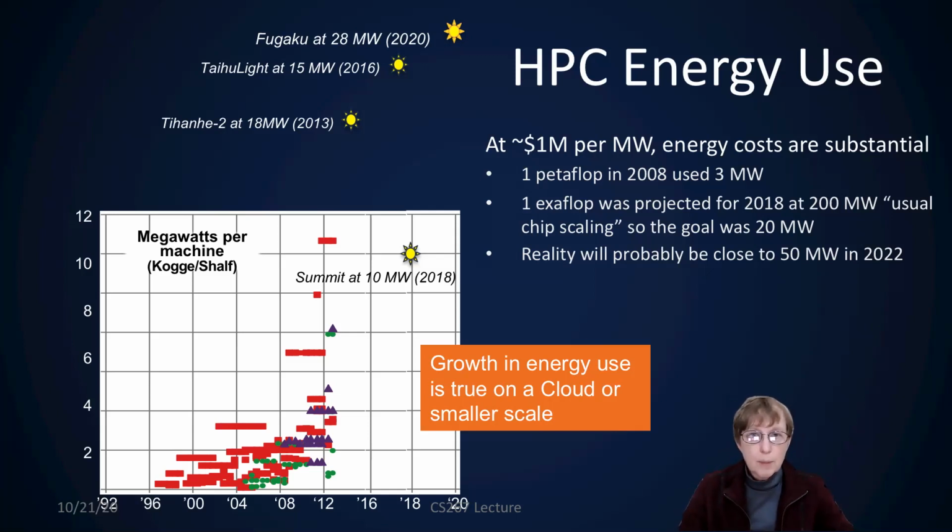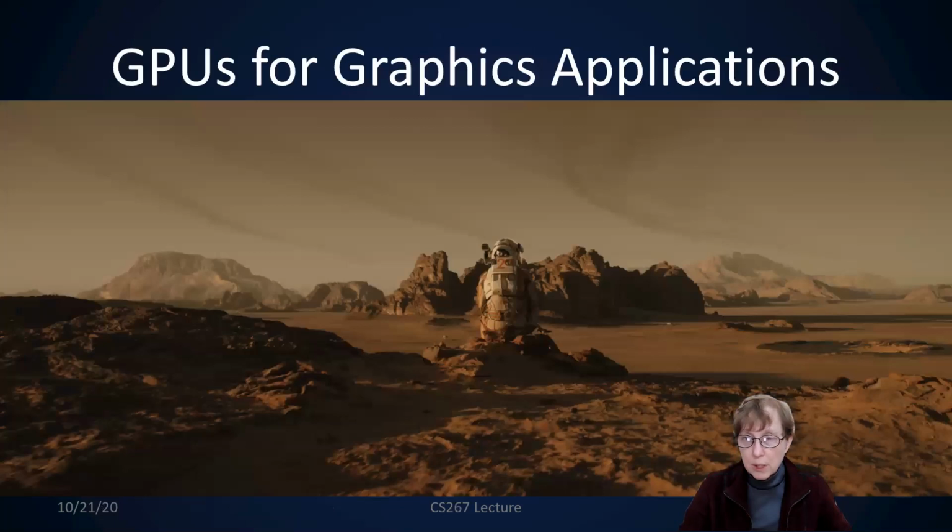So these are the same kinds of power estimates. And if you look at how much power is in some of the big cloud centers, it also tends to be even 100 megawatts or so for those types of large scale facilities. So this is a big concern.